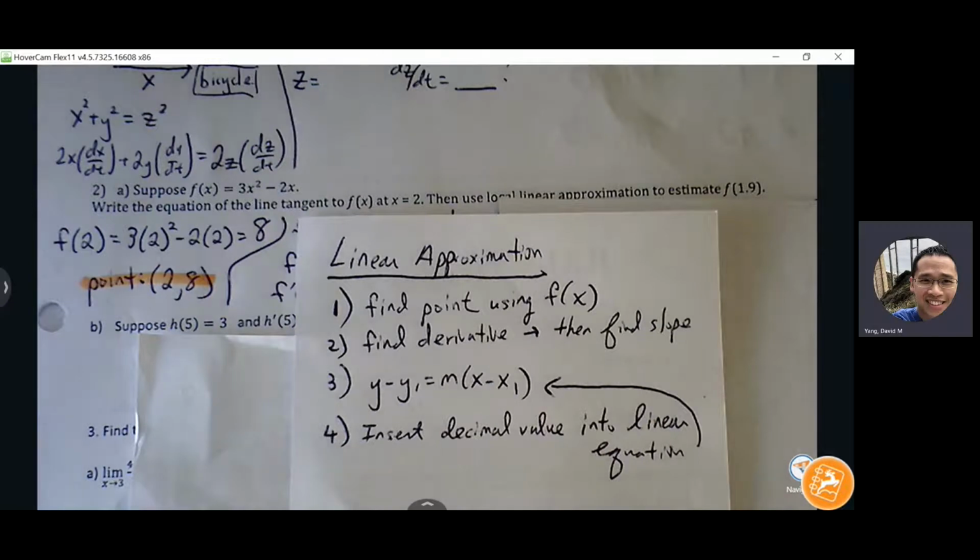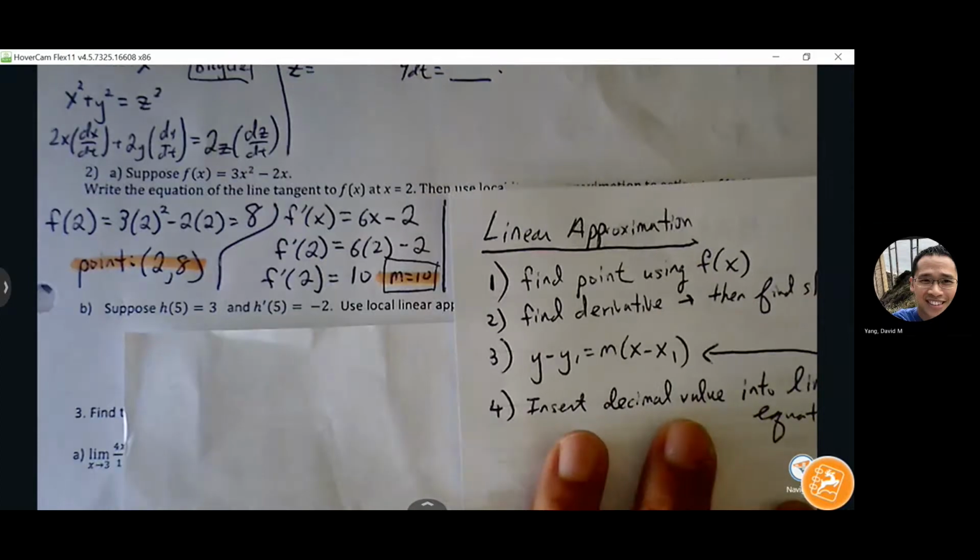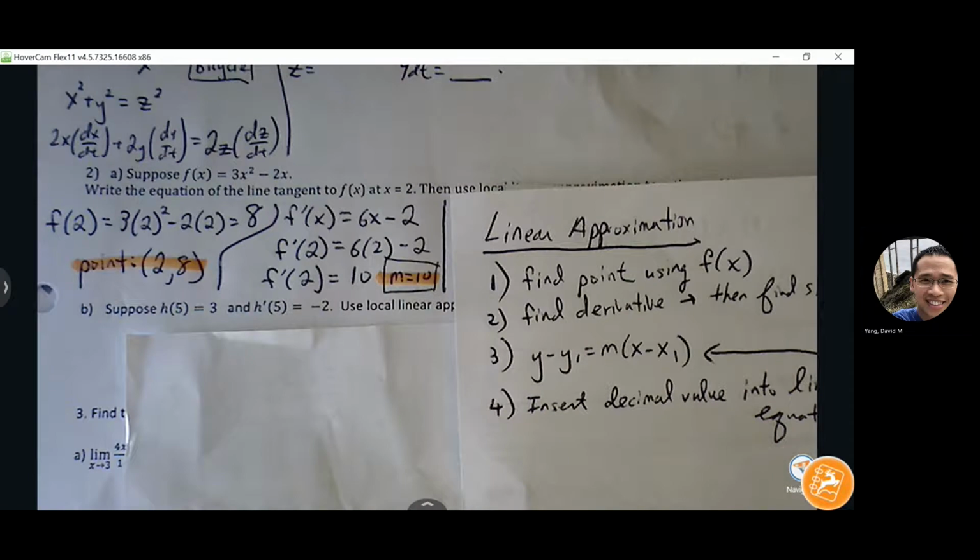Insert 2 directly into the function. That'll get you your y value. That's your ordered pair. Okay, next, find the derivative. From the derivative, you can find the slope. Any questions so far? Okay, form your tangent line equation. Ordered pair goes in for x1, y1. Slope goes in for m.